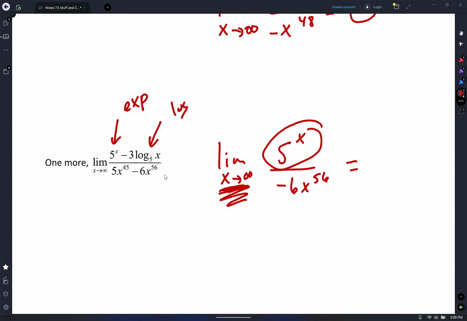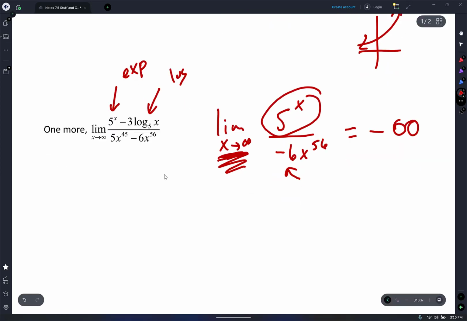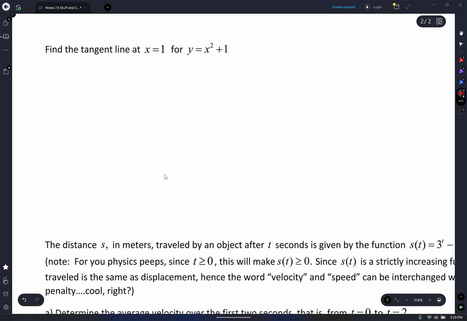So this is positive infinity because 5 to the power x looks like this. And this is, well, 6 to the power 56. It's kind of like quadratic, but very fast, but in the negative direction. So positive divided by negative is a negative. So there's going to be negative what? Negative infinity. How do we feel? Okay. Turn the page. All right.